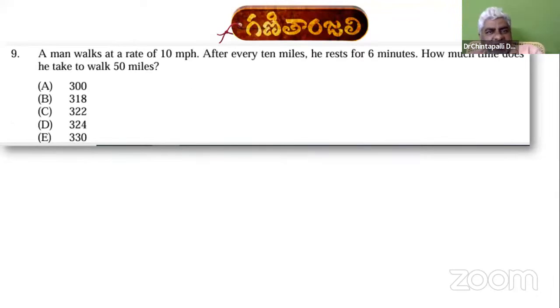A man walks at a rate of 10 mph. After every 10 miles, he rests for 6 minutes. How much time does he take to walk 50 miles?